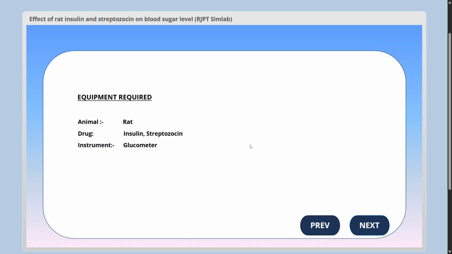So now let us see the equipment required for this experiment. At first we need an animal, for which we are using rat. Then we are using drugs. We are using two drugs, insulin, which lowers the blood glucose level, and streptozocin, which increases the blood glucose level by destroying the beta cells, which produce insulin. Then instrument. We are using the instrument glucometer. The glucometer is a device which is used to measure the blood glucose level.